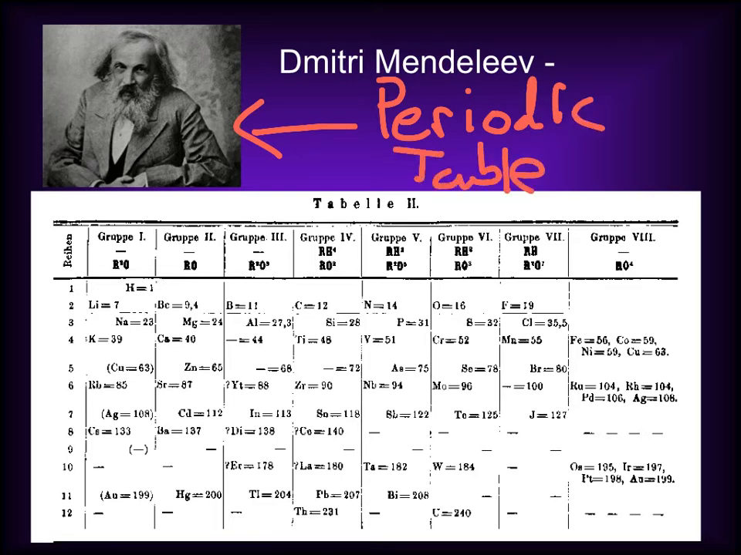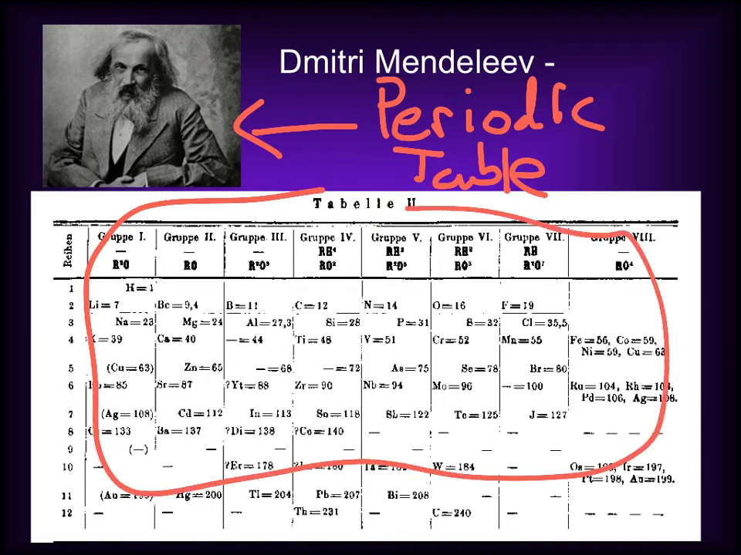So this right here, you see here, this is kind of his original periodic table. Okay, it looks nothing like the one that we have now, but this was the beginnings over 100 years ago, right? And he came up with the first idea of grouping elements based on their common characteristics.